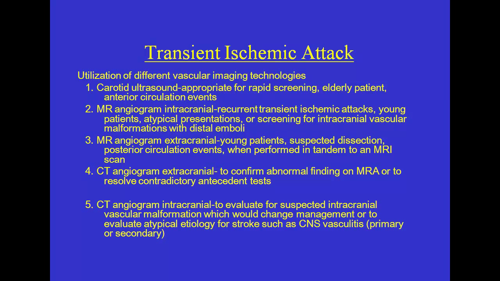Posterior circulation events, right? The carotid ultrasound isn't going to cover the vertebral arteries. So it makes sense, if you have a posterior circulation event, like an occipital infarct or something in the brainstem or cerebellum, you want to look at the posterior circulation. And sometimes it's useful when performed in tandem with the MRI scan. So in other words, you're sending them for the MRI, why not just do the MRA extracranial also?